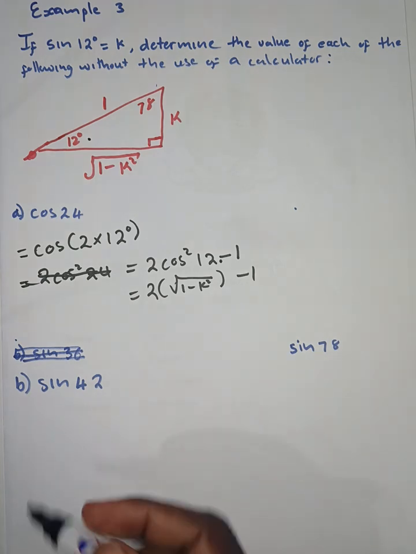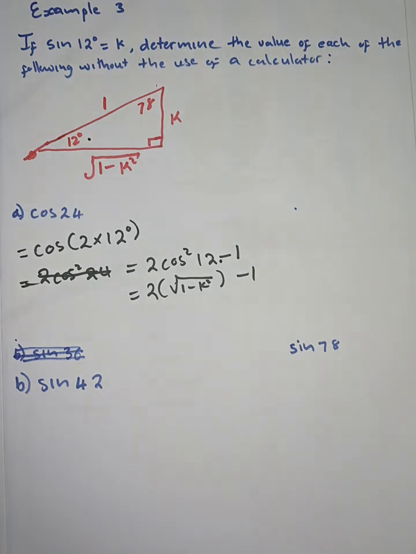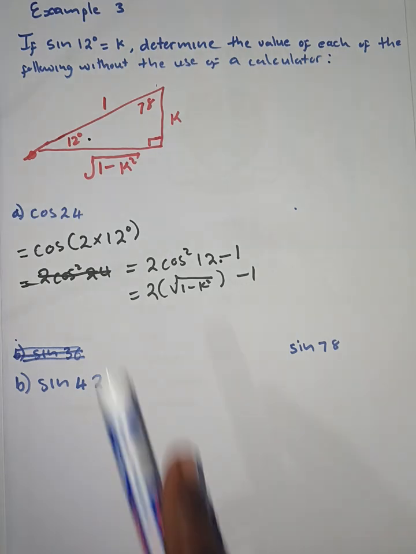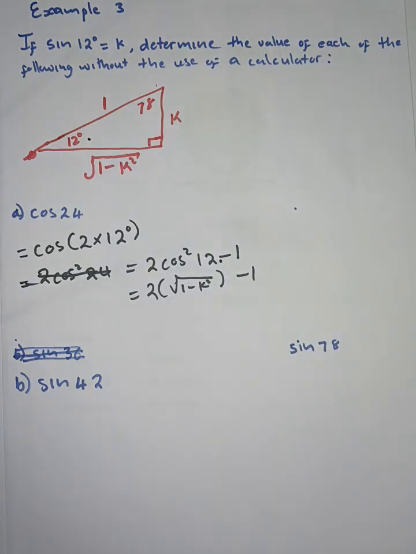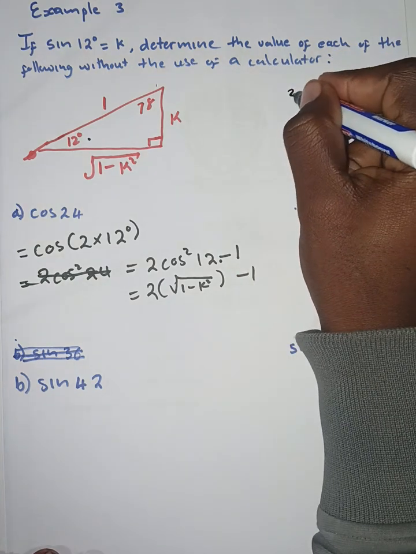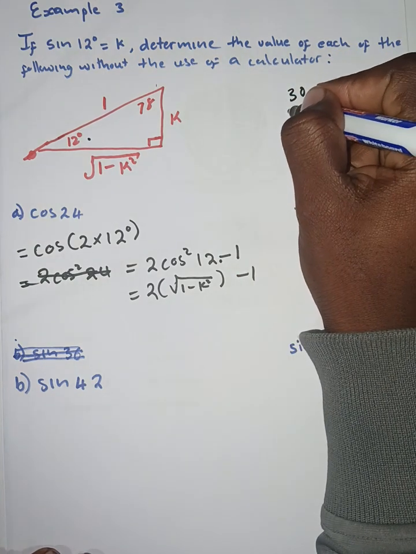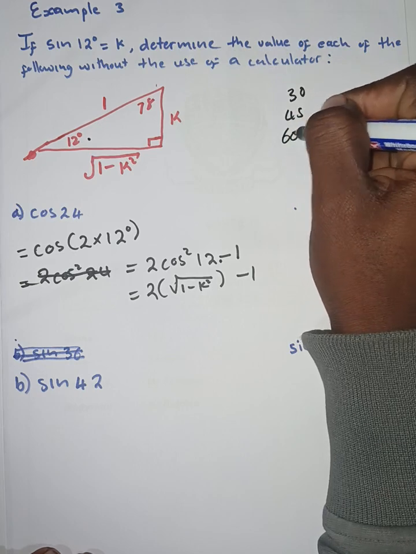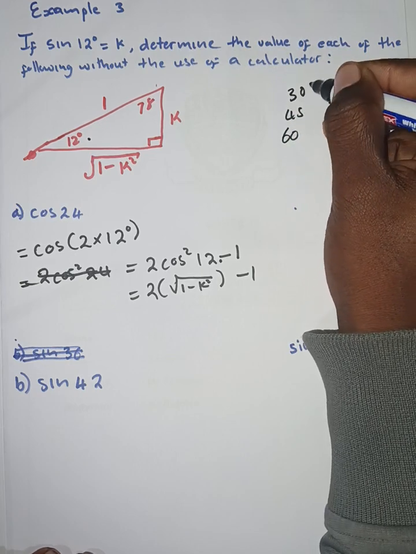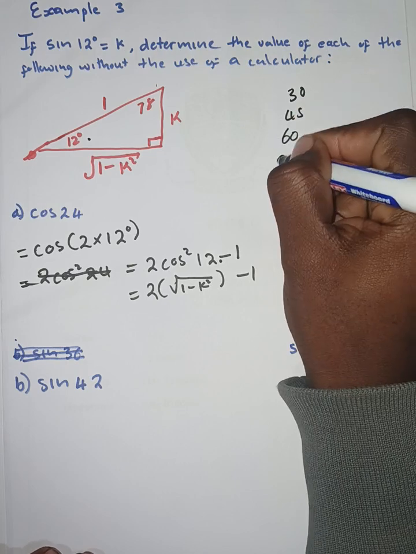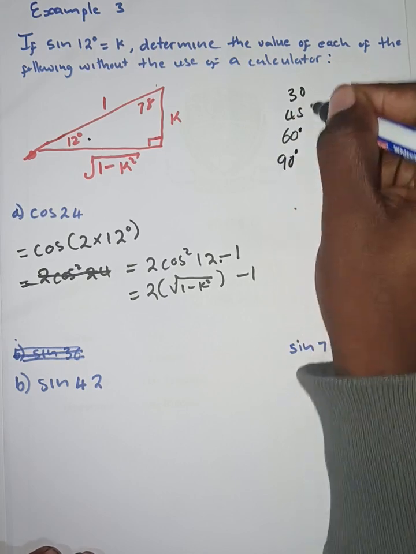In this case, they want the value of sine of 42. Again, we don't have 42 there, so what you need to ask yourself is, can you rewrite 42 with what you are given right now and what you know? Of course, we know the special angles: we have 30 degrees, 45, 60, and also 90.